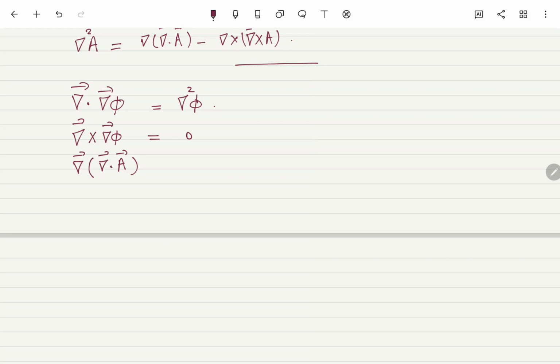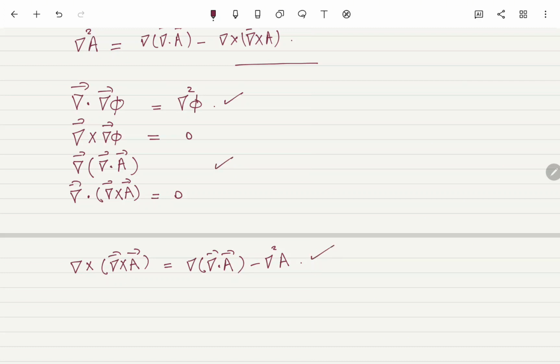and in case of curl, a del can be applied on a curl with two possible cases, dot, and this one here is equal to 0, and a del can be applied on a curl with the cross product, and this is equal to gradient divergence A minus Laplacian A. And so far, out of 9 possible cases, we only have this case and this case and this case. That's it. Thank you for watching.